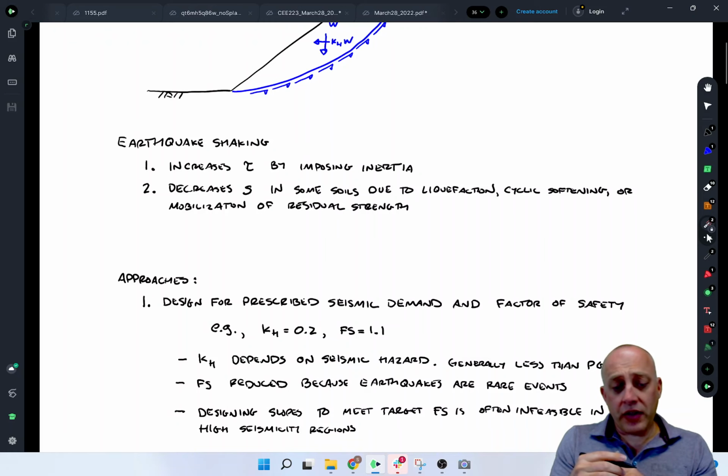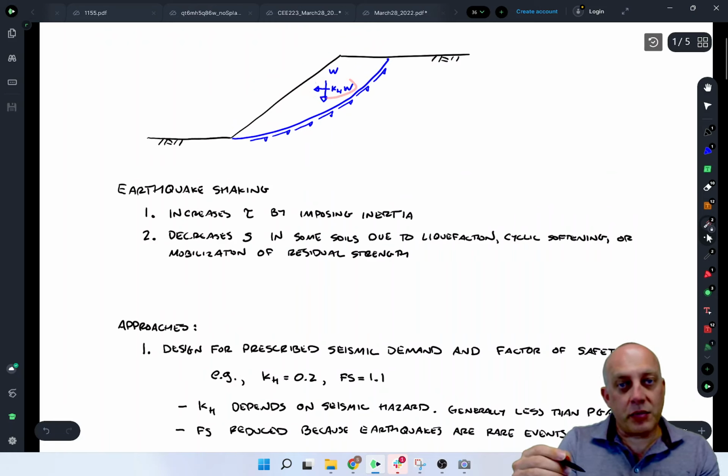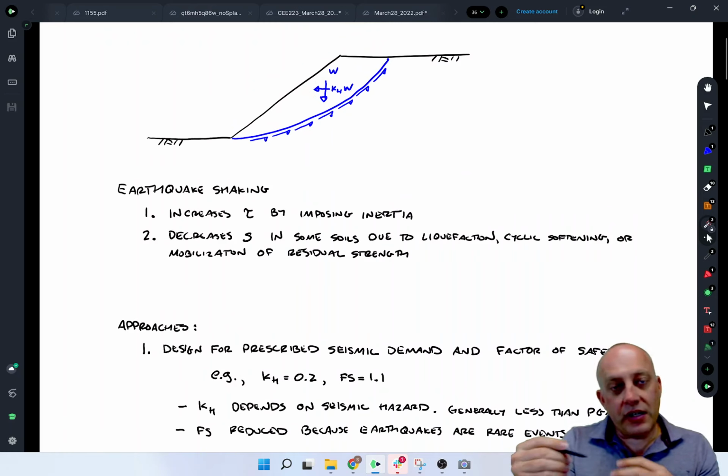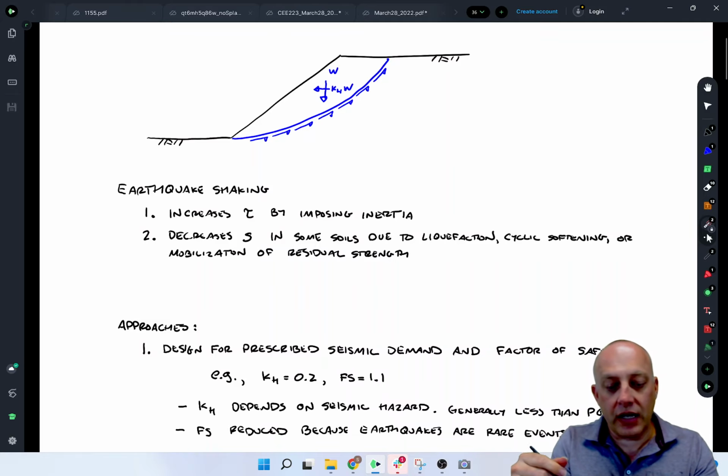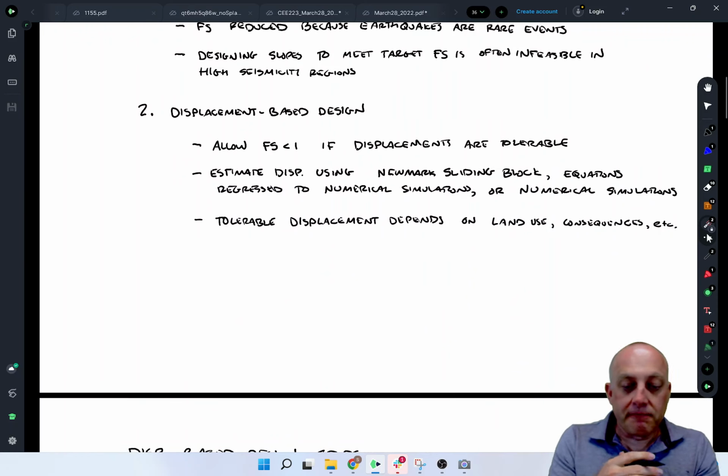Because it's quite possible that you could not get a high factor of safety for a pseudostatic horizontal body force, but because you only exceed that a few times for a few cycles, the slope might not move very much. And you might say, oh, it's okay if the slope moves a little bit, I can live with that. So let's look at these displacement-based design methods.